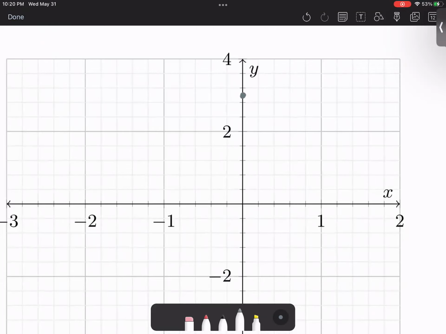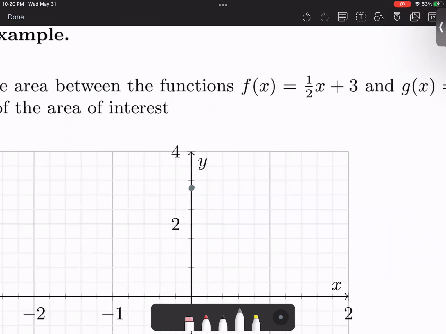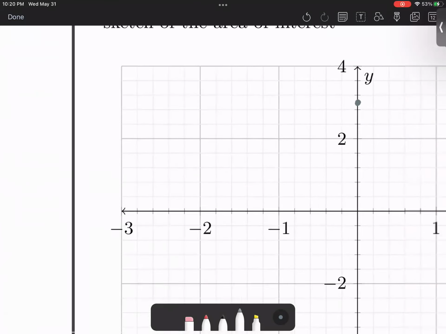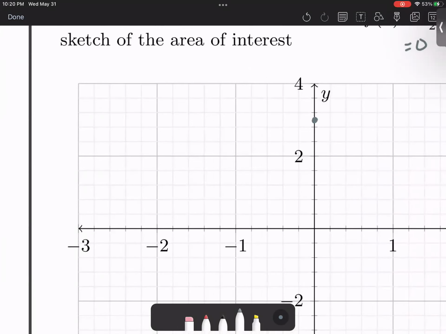And what's going to make that 0? Where do I cross my x-axis? If x was -6, then -6 divided by 2 is -3. -3 plus 3 is 0. So, oh, it's off the page. Well, let's give ourselves the furthest to the left that we can go.